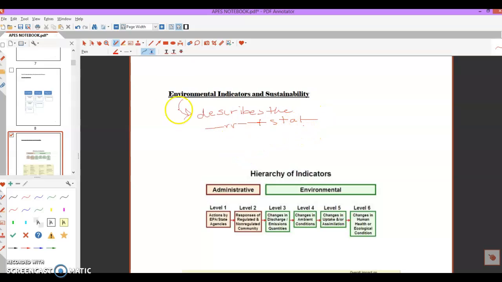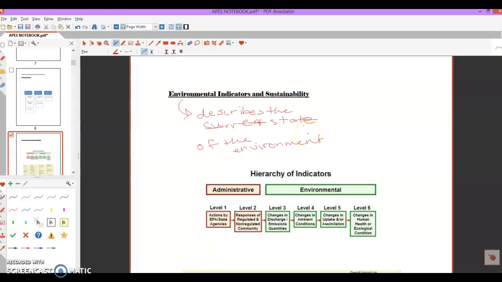Why did it do that? Okay. I'm going to take that off. Describes, that should be, why did it do that? The current state of the environment.